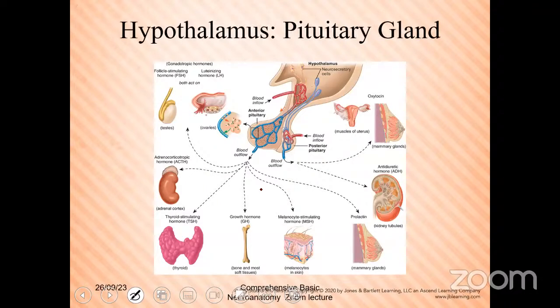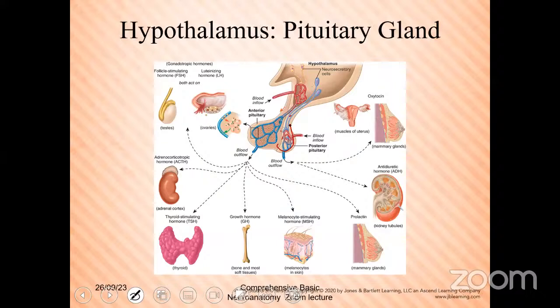The posterior pituitary, which is on this side, has only a few hormones, and that is oxytocin and ADH, antidiuretic hormone. These two hormones are secreted. Oxytocin is important in lactation and uterine contractions. And antidiuretic hormone, or ADH, helps in the absorption of fluid from distal convoluted tubules in the kidney.